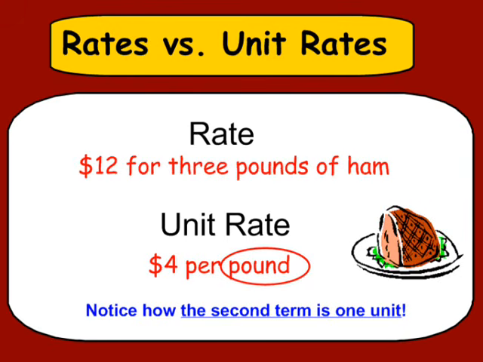For example, here's an example of a rate, $12 for 3 pounds of ham. A unit rate is where we figure out the rate for one unit. So for one unit, for 1 pound, the rate would be $4 per pound.